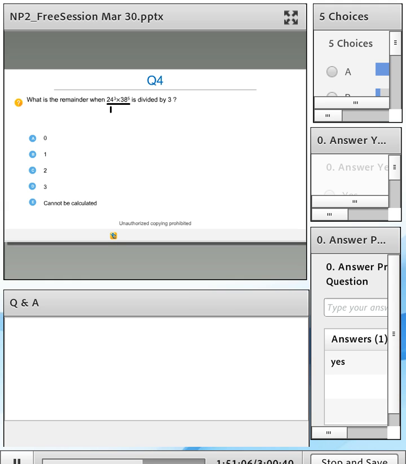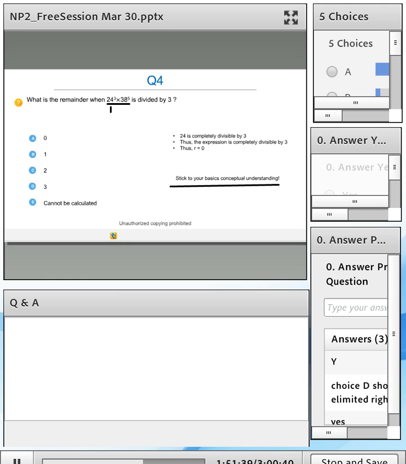Making observations is another very, very important skill. Look at the numbers, okay, make observations and then decide, because till the time you don't make observations, you would not be able to come up with the kind of process that you need to solve. Okay, so you have to be able to do that. Yes, you're absolutely right. Choice D should be eliminated right away. Okay. So again, stick to your basics, conceptual understanding, make observations. All right, so now let's go to our next question.